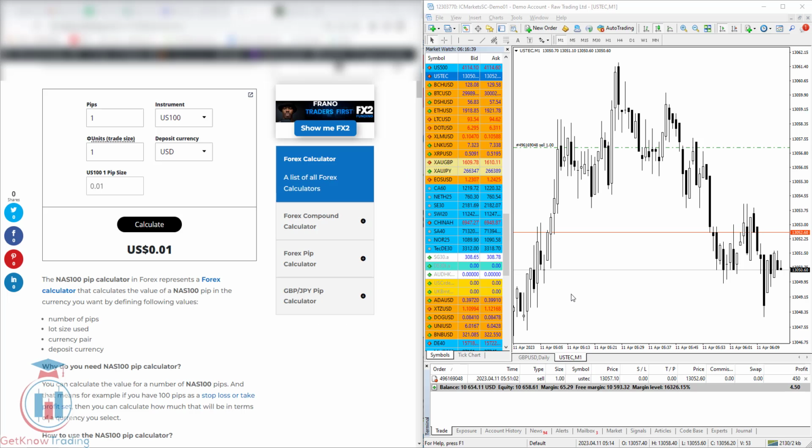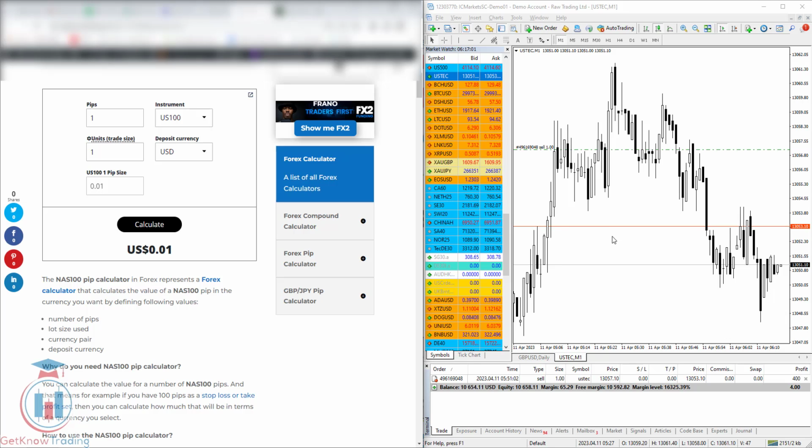In this lesson I will show you how to use NAS100 Pip Calculator. On the Get No Trading website you can find this NAS100 calculator here, as you can see it right now on the left side, and on the right side I have prepared an MT4 trading platform where I will show you how to calculate and also how to trade NAS100 to find what is the value of, for example, a stop loss for a certain number of pips or a profit for a certain number of pips. So let's start from the start.